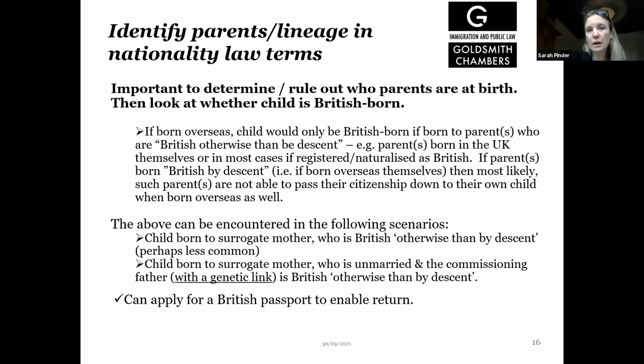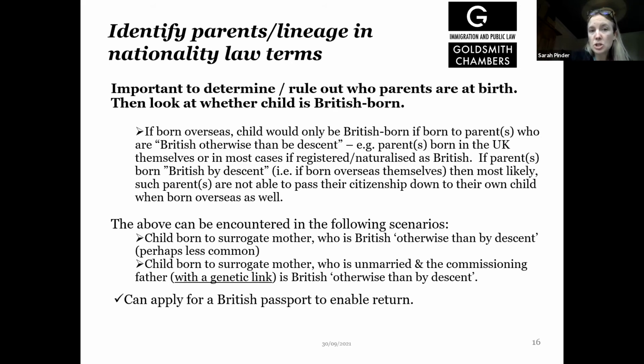And basically a parent who is born in the UK, so if I'm born in the UK, I would be British otherwise than by descent, because it's the very fact that I'm born in the UK from a British parent, for example. But if I was born overseas to a British parent, then I would be British by descent. I'm only British because of my parents' British citizenship. And that's where it gets tricky, because I would then not be able to pass my British citizenship down to the second generation. So there's a sort of stopgap to how often a British person can pass down their British citizenship. So in most cases, if the parent's born overseas but is British and the child is also born overseas, then that child would not be able to benefit from their citizenship from their parent.